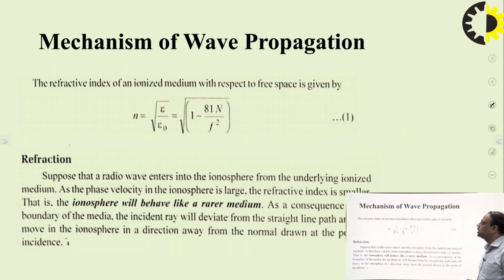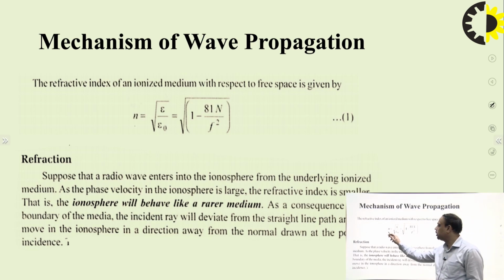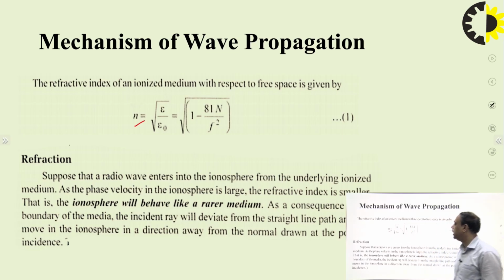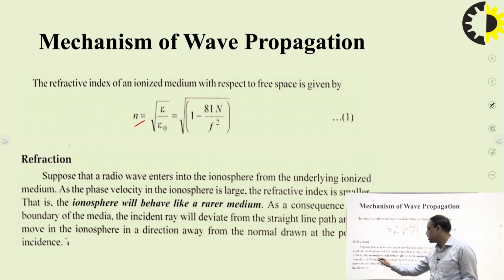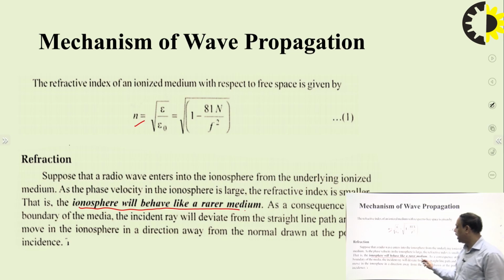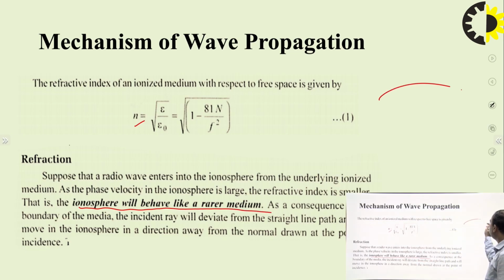Now the wave mechanism of the wave propagation: how does this reflection take place? The refractive index of the layer is the square root of 1 minus 81 N by f squared. In this case, the ionosphere behaves like a rarer medium. So when the wave penetrates from the stratosphere into the ionosphere, it is going into a rarer medium. When a wave enters from a denser medium to a rarer medium, the wave bends away from the perpendicular at the surface between the two media. So the wave gets slightly reflected here.